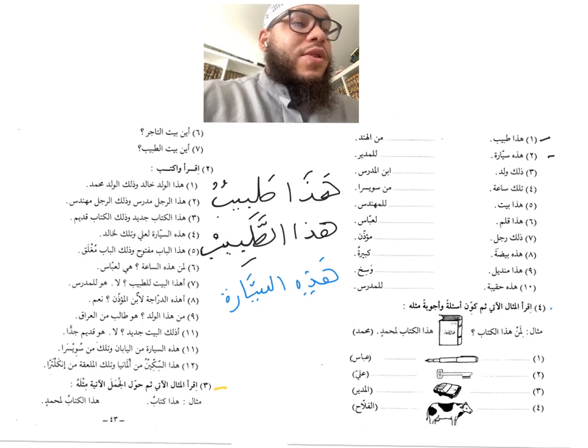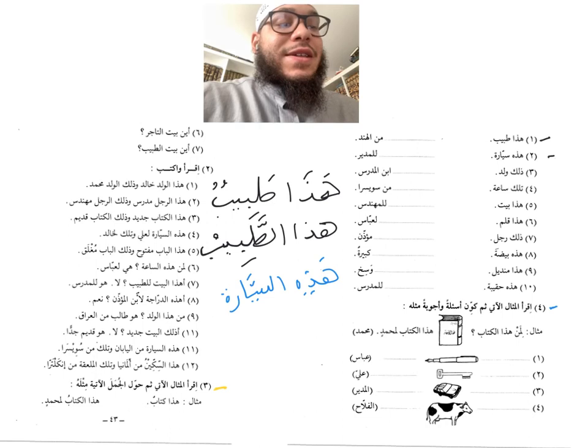Then exercise number 4 over here. اقرأ المثال الآتي ثم كون أسئلة وأجوبة مثله. It says read the following example and then form أسئلة, questions, and أجوبة, answers, like it. So the question here is, we have a picture of a book. As you can see, you only have a picture of the object, and then in the brackets, a name of a person.